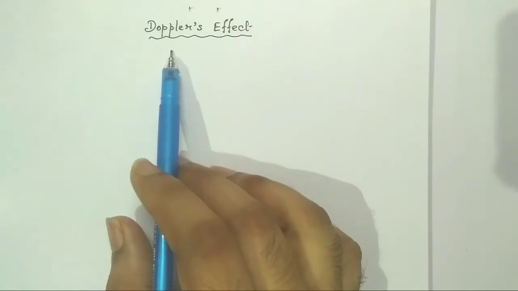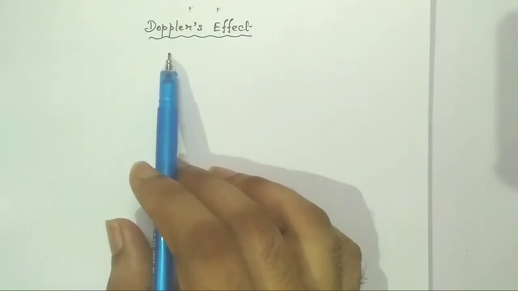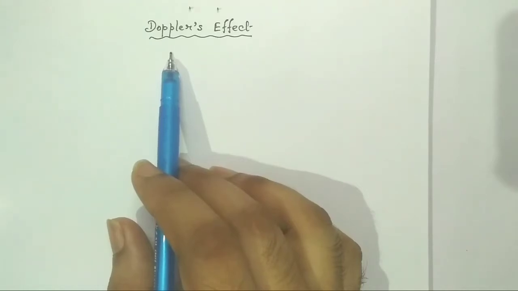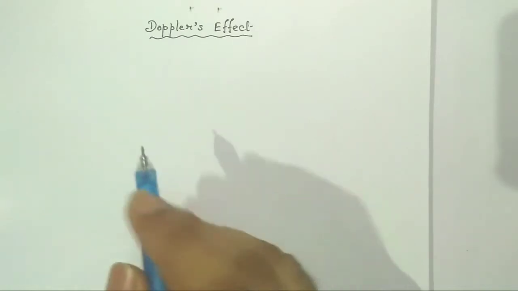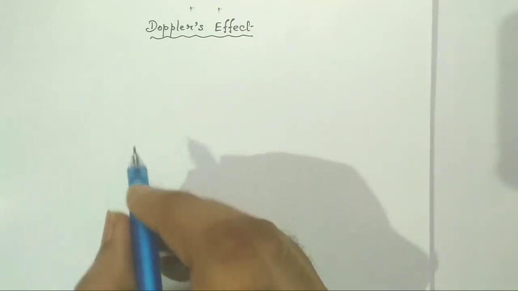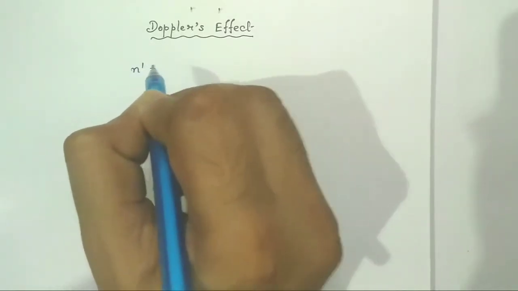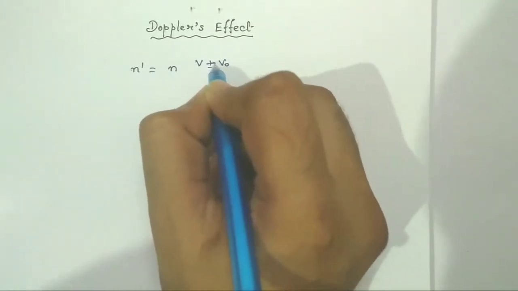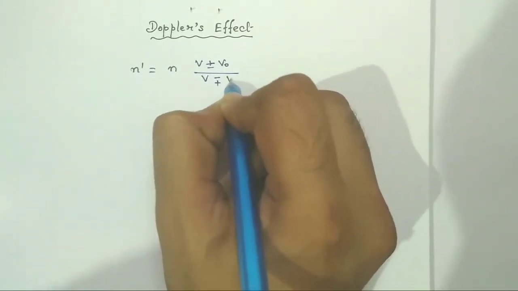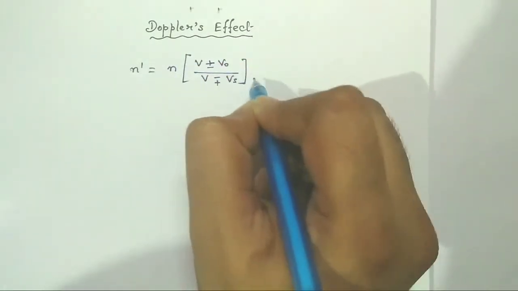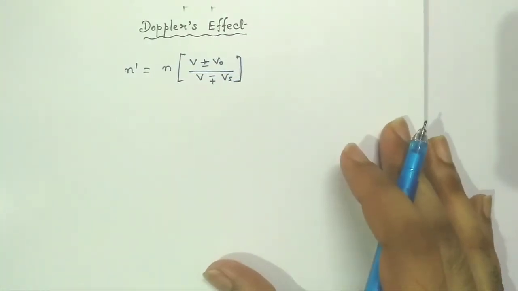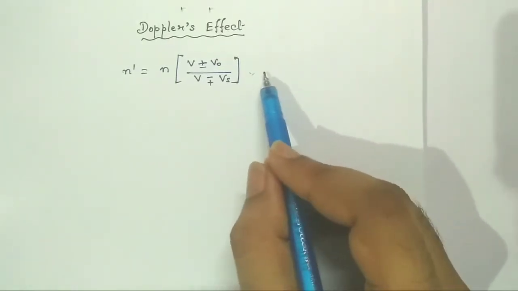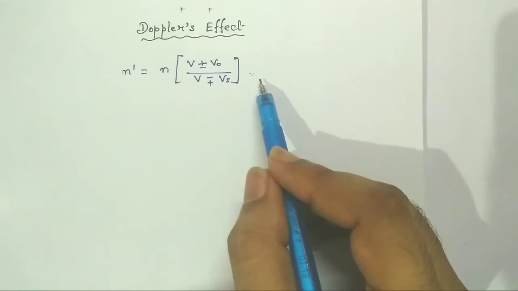So let's start. Doppler's effect. I have just told you that if there is a relative motion between the source and the observer, the Doppler effect occurs. According to the Doppler effect, the apparent frequency as heard by the observer is given by n' = n (v ± v0)/(v ∓ vs). This is the basic formula of this chapter. By using this formula, we can easily calculate different mathematical problems.